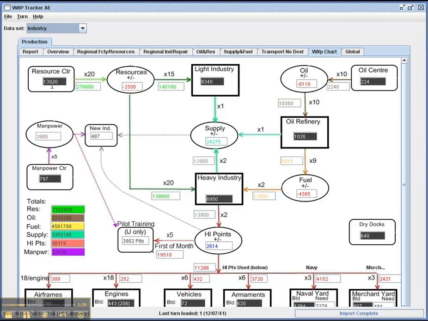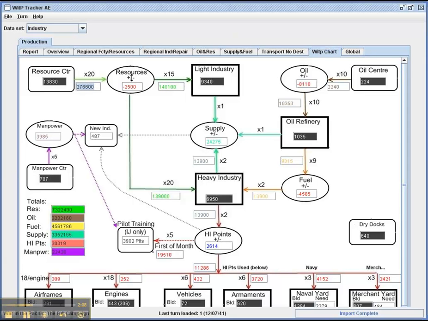So our resource centers, let's have a look at what the screen is telling us. It's telling us that we have 1,380 resource centers that we have captured at present. So each of these resource centers is going to produce 20 times that amount. So 13,830 times 20 is 276,600 resources created each turn.